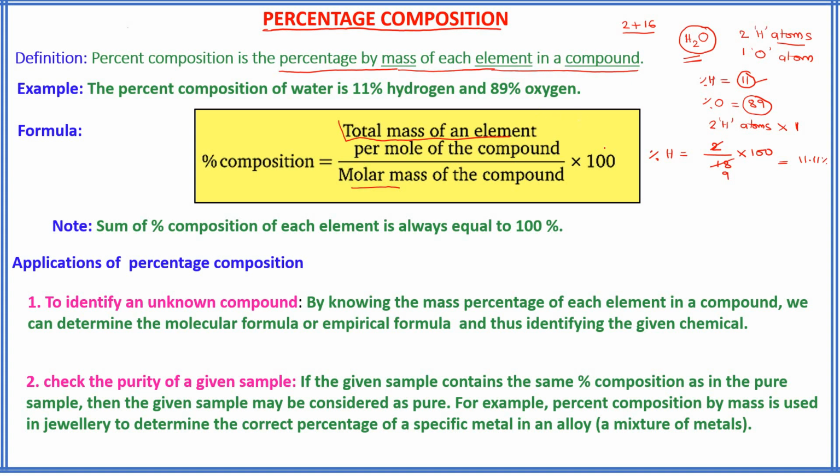Okay. Now what will be the oxygen? Percentage of oxygen, no need to calculate. Total always will be 100. Now 100 minus 11.11, you take roughly. How much do we get here? 89% we are going to get. So here the sum of the percentage composition of each element is always 100%. Here only 2 elements are there. One is hydrogen, other is oxygen. Now these 2 always will total 100% only.